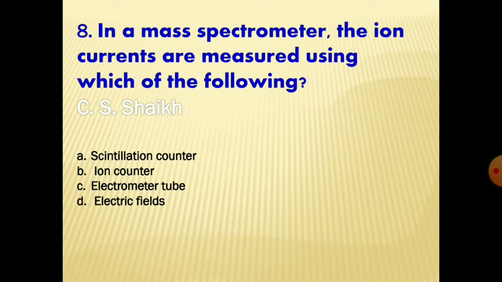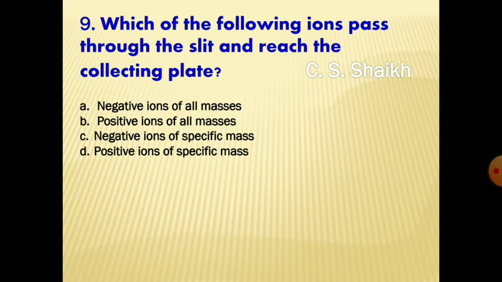Next question is, in a mass spectrometer, the ion currents are measured using which of the following? Obviously, you know various types of detectors are used, different types of tubes can be used, and here the answer is electrometer tube. Very important question, students.